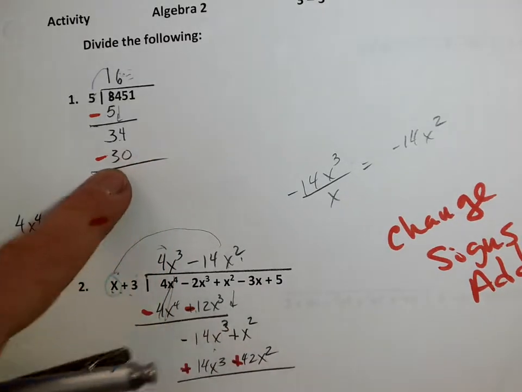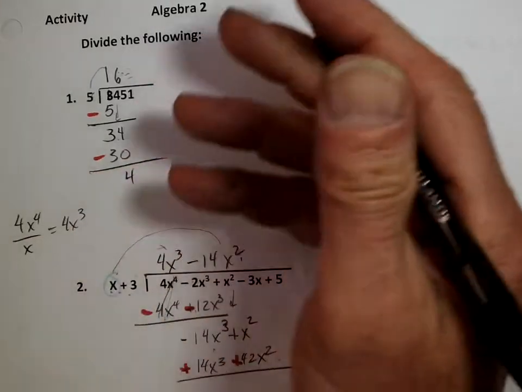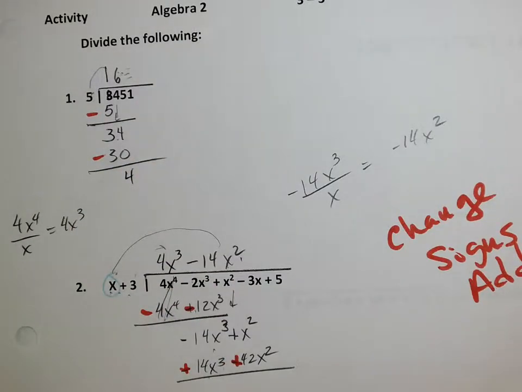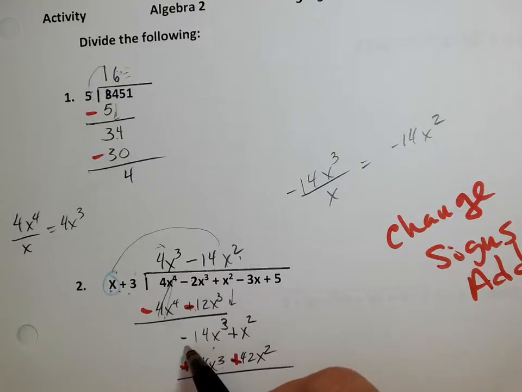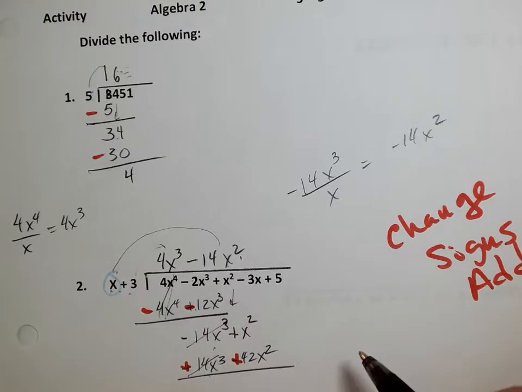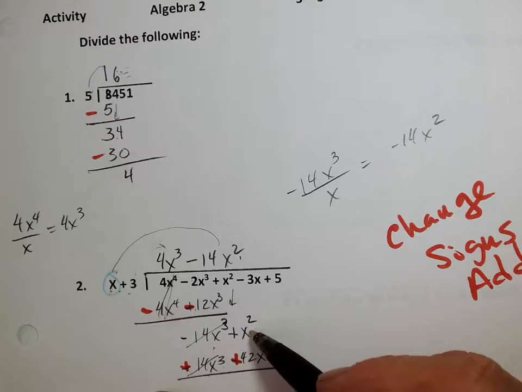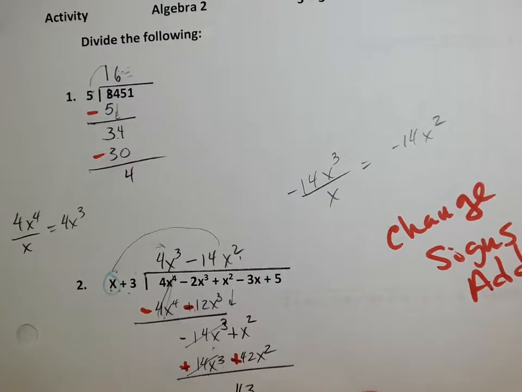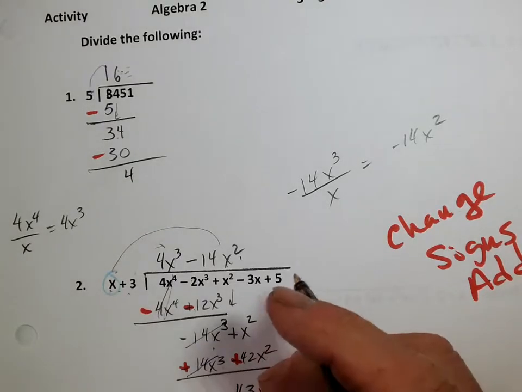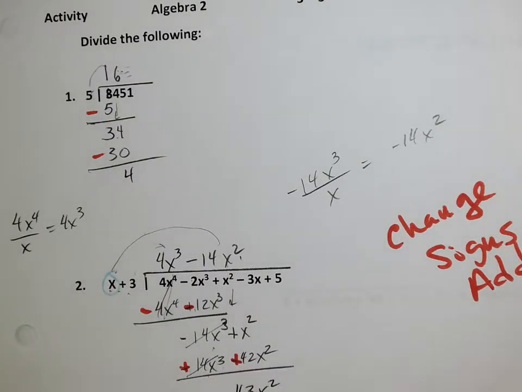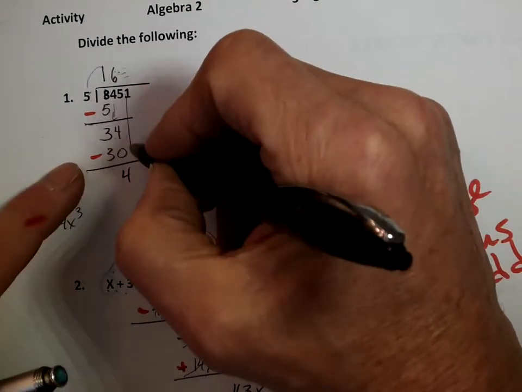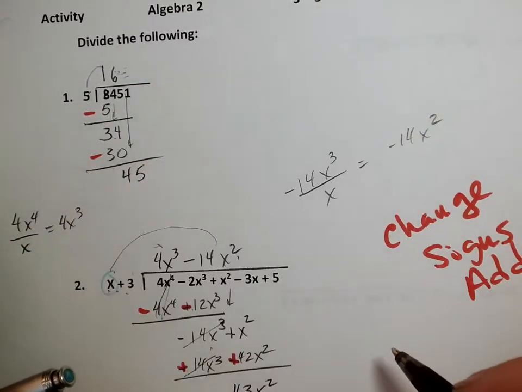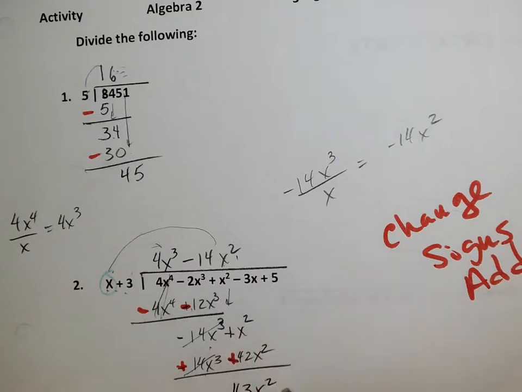So 34 minus 30 is 4, right? That's sixth grade math. But here, same process. Negative 14x cubed and a positive 14x cubed cancels. A positive 1x squared and a 42x squared is a positive 43x squared, right? Okay, how am I doing? It's just tedious, but it's the exact same process as long division, okay? So what do I do up here? I bring down the next term, right? I bring down the 5, correct? I'm going to bring down my negative 3x, okay?